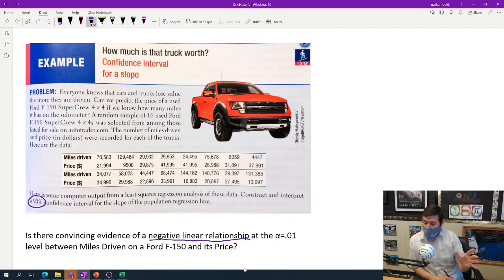A little scary for me. My car has 174,000 miles on it. Yeah, that makes the value go down quite a bit, but does it?